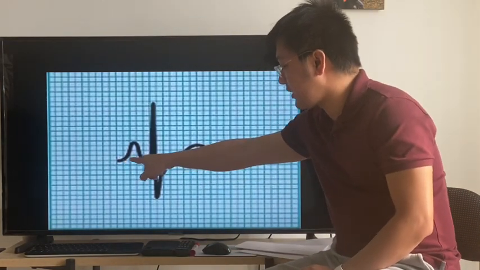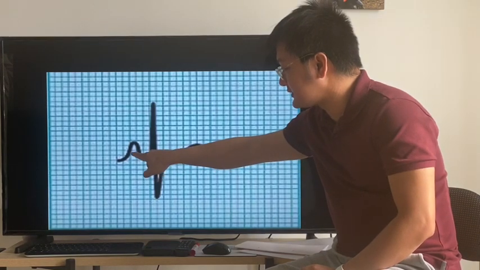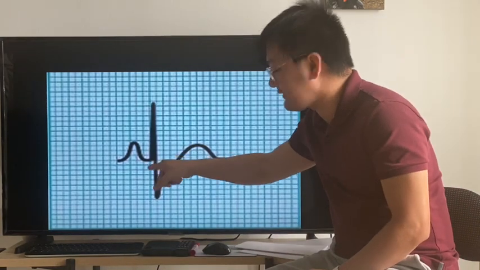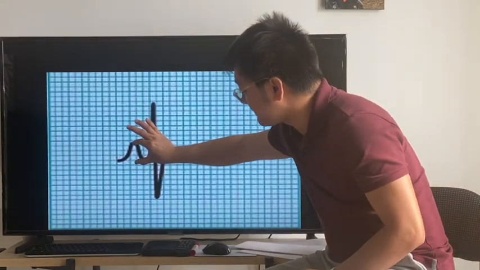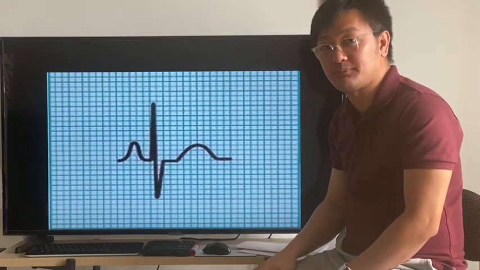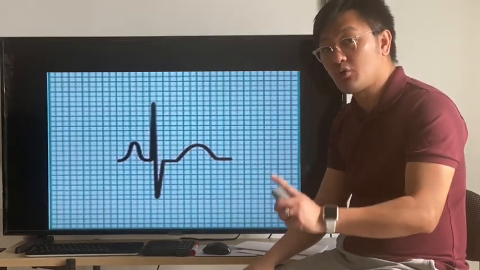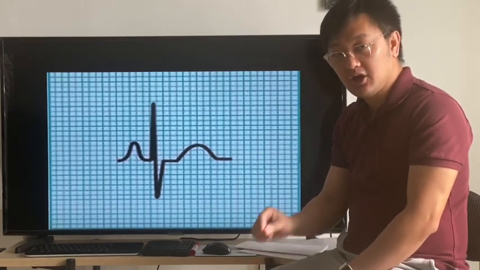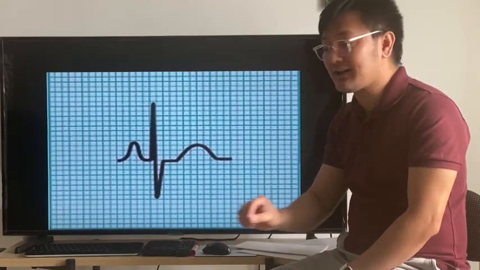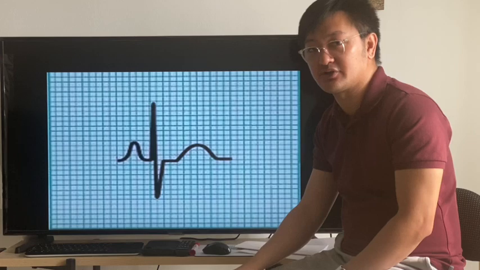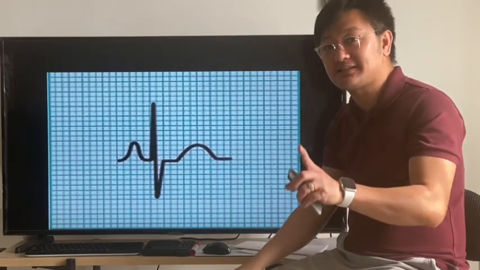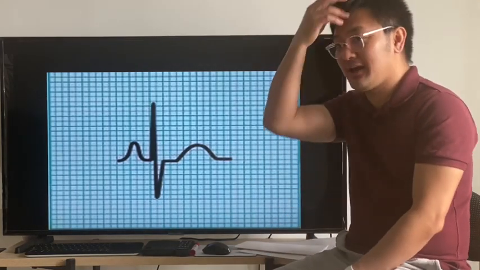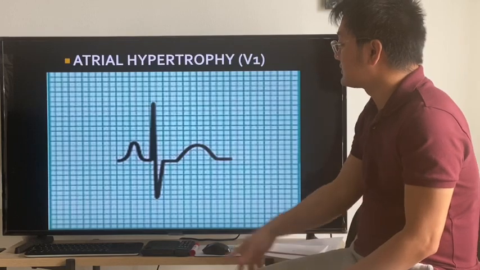Remember the isoelectric line. 1, 2, 3. How many millimeters is the P wave in V1 given? This is 3 millimeters. That is atrial enlargement or atrial hypertrophy. Because normally in V1 you can barely see the P wave. If you can see the P wave in V1, the height must be less than 2 millimeters. If the height of the P wave in V1 is equal to or greater than 2 millimeters, there's atrial enlargement. Okay? Next. This is your atrial hypertrophy.